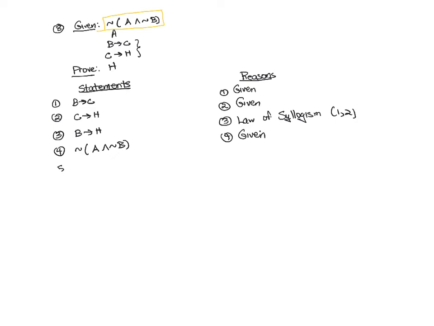Apply De Morgan's laws by negating each conjunct and changing the conjunction to a disjunction. And this is De Morgan's laws on step 4. And of course, we simplify this to not A or B. And this is the law of double negation.